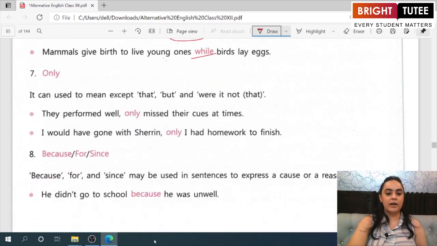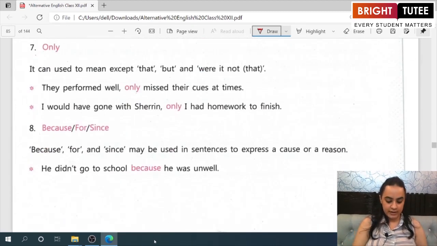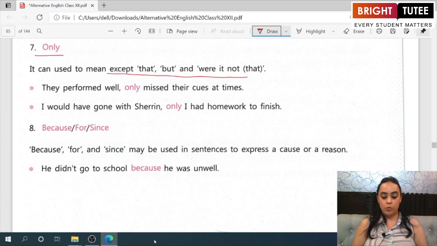Then we have the other conjunction, that is only. As a conjunction, it may be used to mean except that, or but were it not so. That is how we use only. They performed well, only missed their cues at times. So they did perform well, except that. What was the problem? They missed their cues on time.